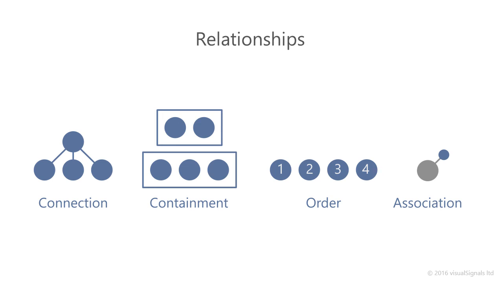This allows you to navigate through all the connections in a diagram, for example to read a hierarchy in an org chart, or to understand which process shapes sit within a particular functional swim lane. I'm going to start off by looking at connections, move on to containment and order, and finally look at association.